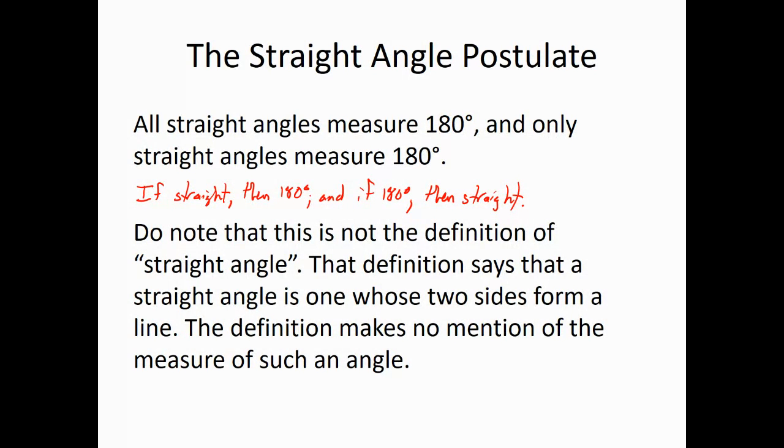Let me point something out to you here that is of importance to us. It will make a real difference in the proofs that we give in the next chapter. Notice that this postulate is not the definition of straight angle. The definition of straight angle says only that a straight angle is one whose two sides form a line. The definition makes absolutely no mention of the measure of straight angles. Instead, the information about the measure of straight angles is contained in the straight angle postulate.